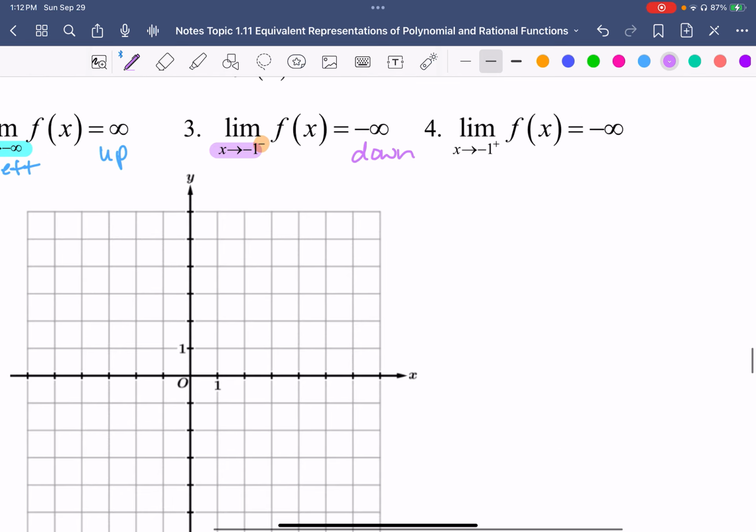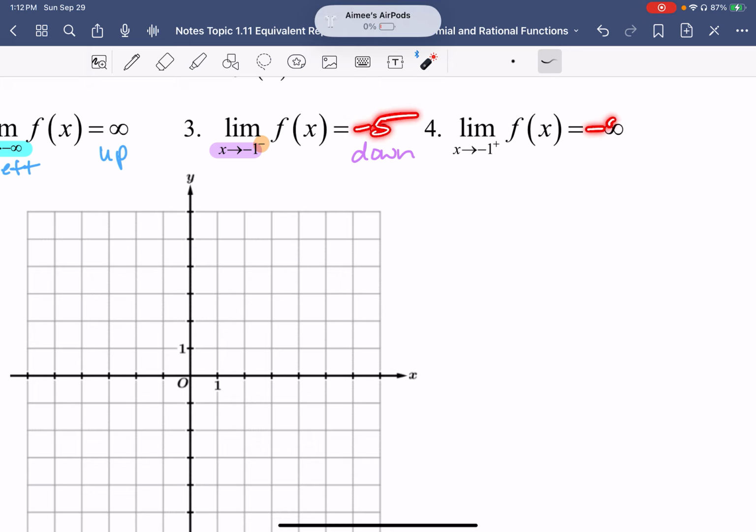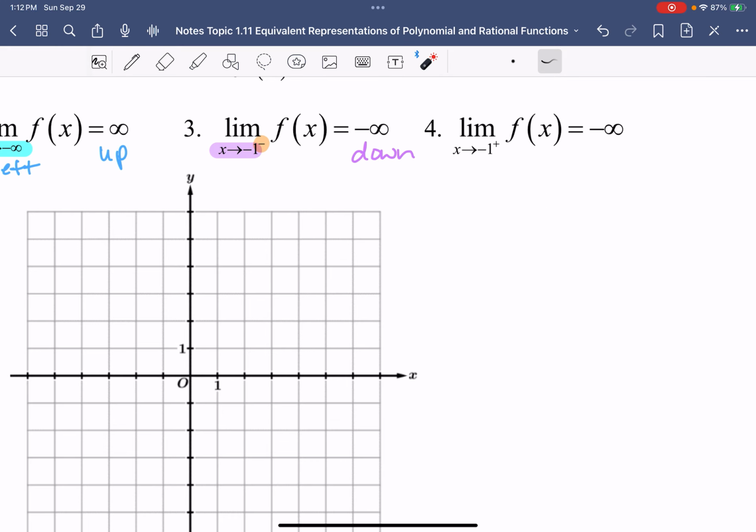Now, the only options I have for underneath the limit to be a number is a hole or a vertical asymptote. And remember that holes always have a y coordinate as the answer. So it would be like, let's say, -5, -5. But we don't have a numerical digit as the answer. What we have is infinity, which lets me know that this is talking about a vertical asymptote.